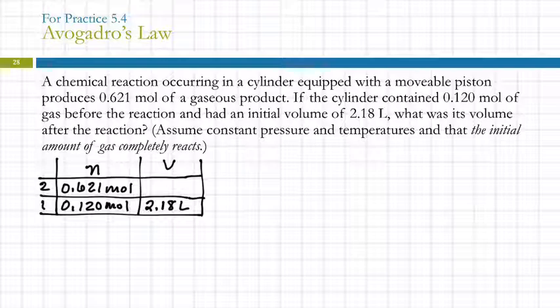This column is V for volume. So I took the numbers and I organized them in a table. And then what's the question? What was its volume after the reaction? So this was the product, and it's asking me the volume that goes with that amount. So this is what I'm trying to find. So we could call that V2. Any questions? So I need Avogadro's law. V1 over N1 equals V2 over N2.